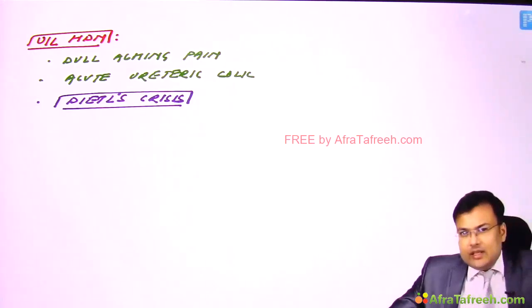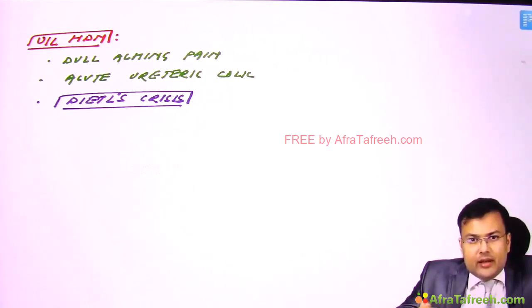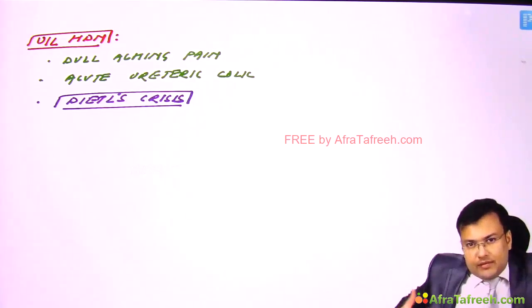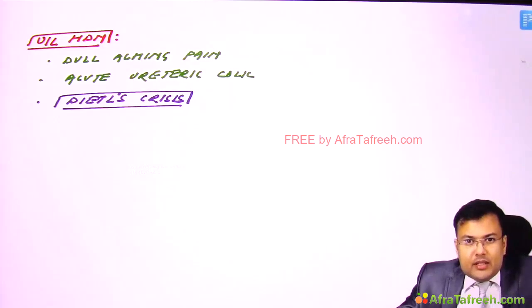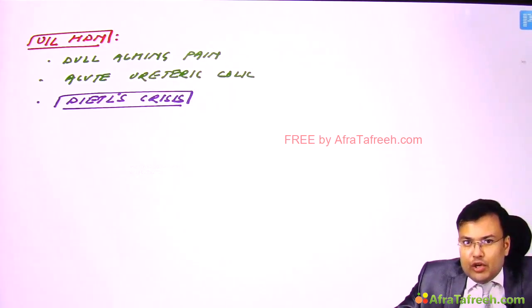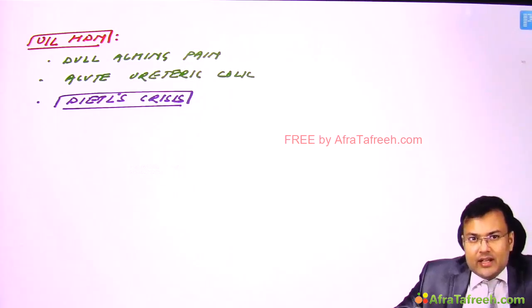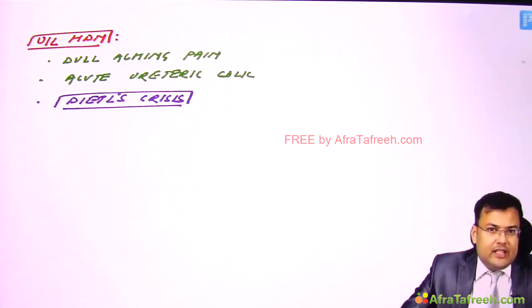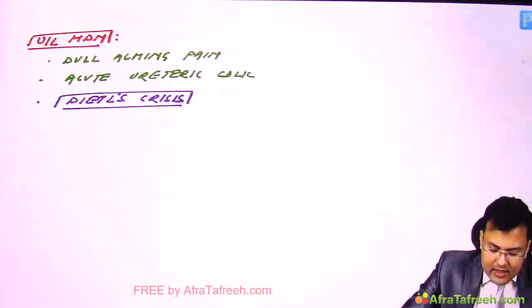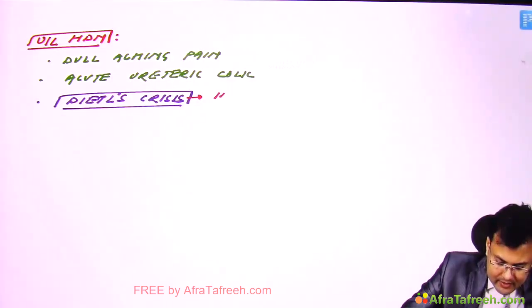So what is this Dietl's crisis? This is known as intermittent hydronephrosis. Now see the problem. This patient complains of pain in the flank and palpable swelling. But this patient is going to pass a huge volume of urine, and after passing a huge volume of urine, the pain and the swelling subside. So this is intermittent hydronephrosis. In exams, Dietl's crisis is asked frequently. The other name for Dietl's crisis is intermittent hydronephrosis.